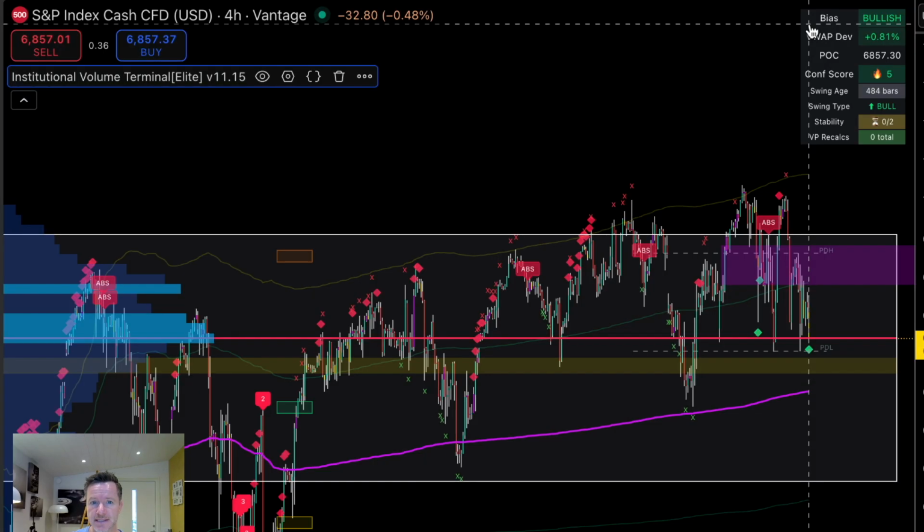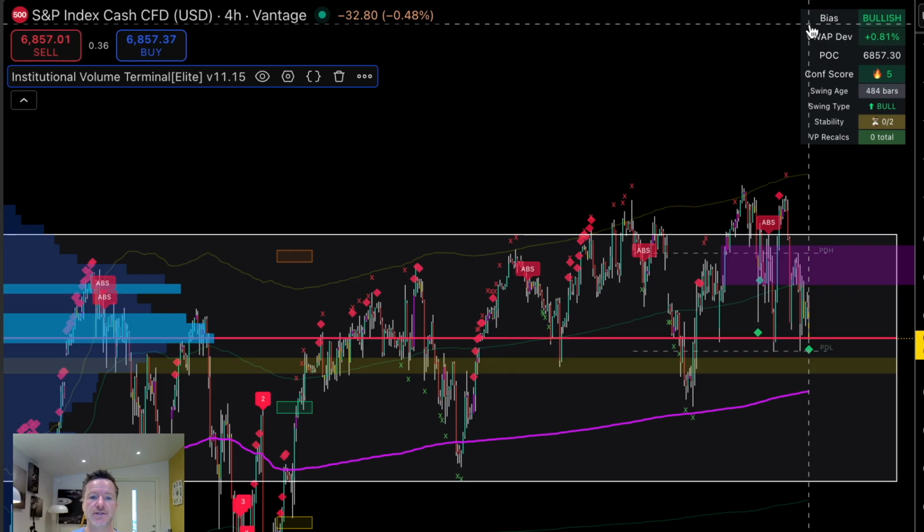Here's what separates institutional-grade analysis from retail guesswork. 1. You have a framework: AVWAP for regime, POC for institutional positioning, and confluence for setup quality. 2. You have context. The dashboard gives you everything at a glance: bias, VWAP deviation, POC distance, confluence score, swing ability. That's no guessing. 3. You have discipline. Low confluence, you don't trade. Counter-regime setup, you don't trade. The indicator keeps you out of trouble.